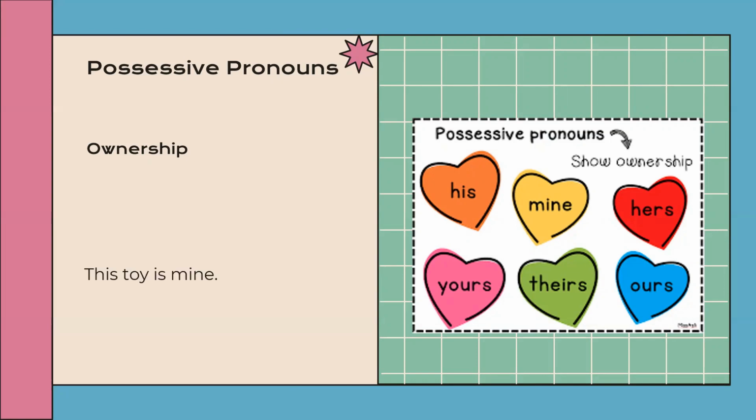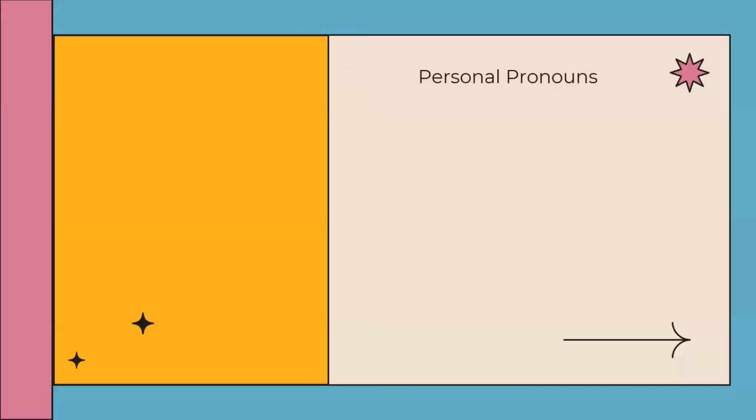The example that I can give is, this toy is mine. Even I can say that that toy is yours, that toy is hers. So this is the way the possessive pronouns are used. Now let us move on to the next type of pronoun, that is the personal pronoun.